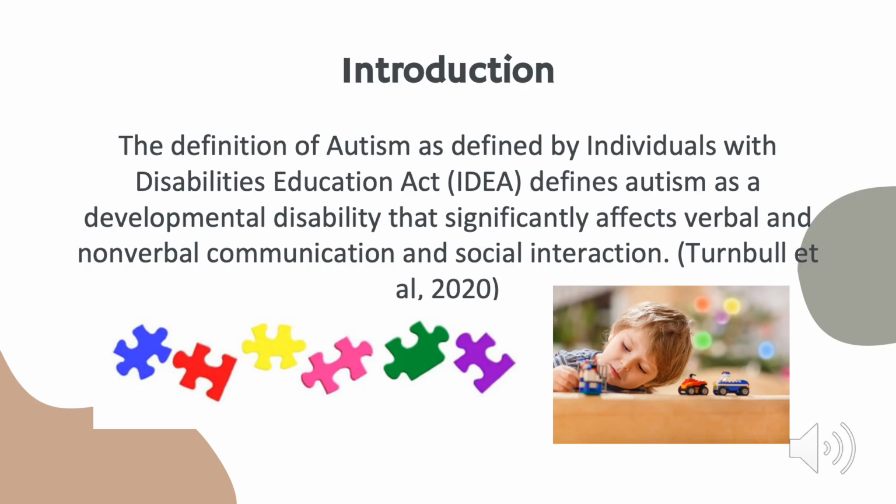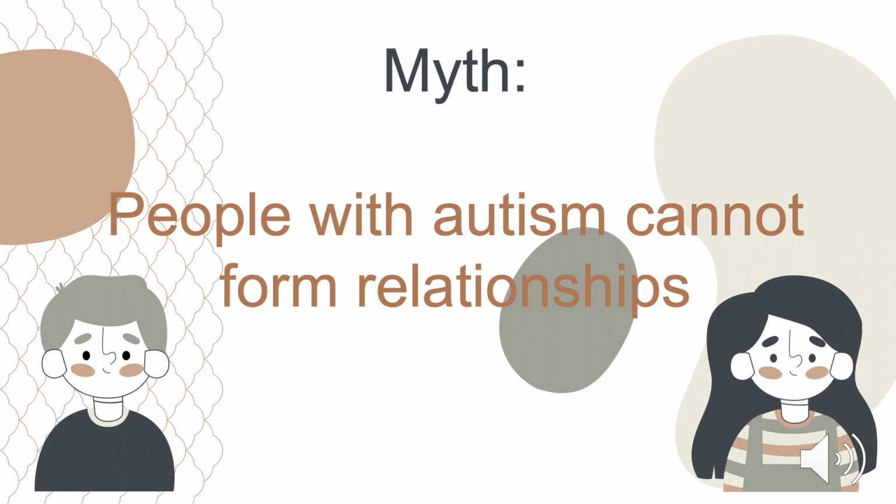The definition of autism, according to the Individuals with Disabilities Education Act, IDEA, defines autism as a developmental disability that significantly affects verbal and nonverbal communication and social interaction. My presentation will be going over how there are certain myths on this disability, as people tend to have certain beliefs or stereotypes on different disabilities. The myth I chose to go into more detail with is people with autism cannot form relationships, which I'll present whether this is true or not.